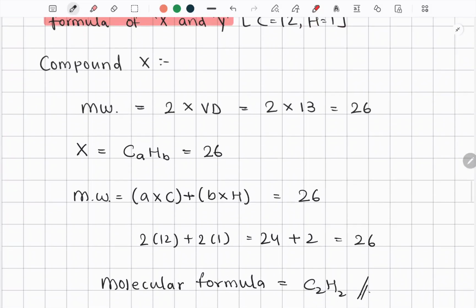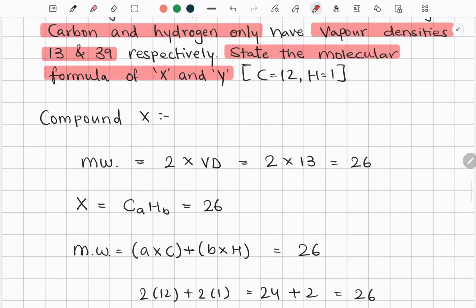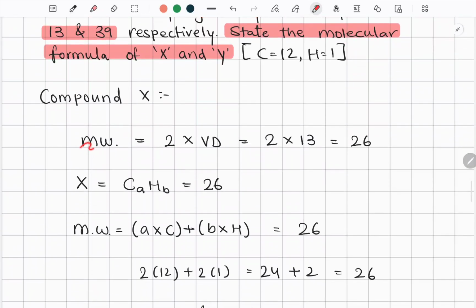Now let me explain how we solve this type of question. First of all, they were asking us to calculate the molecular formula, and only two pieces of information were given: that the compound contains only carbon and hydrogen and its vapor density is 13. So what do we do in this type of question?